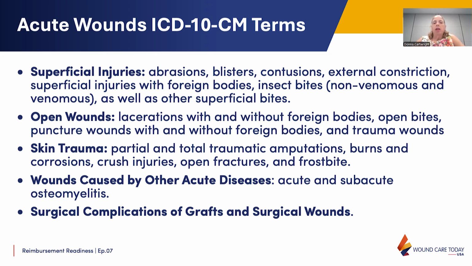So let's talk about acute wounds, because those are more unfamiliar in the wound care practice to many. I wanted to go over some of them so that you know that there are codes for these things. And if this is the diagnosis for the patient that you are treating for today's encounter, these are the types of codes and terminology you may see. For example, superficial injuries: abrasions, blisters, contusions, external constriction, superficial injuries with foreign bodies, insect bites, venomous and non-venomous, as well as other superficial bites.